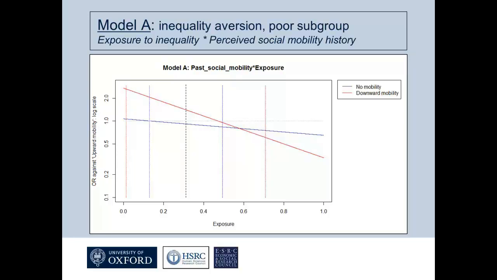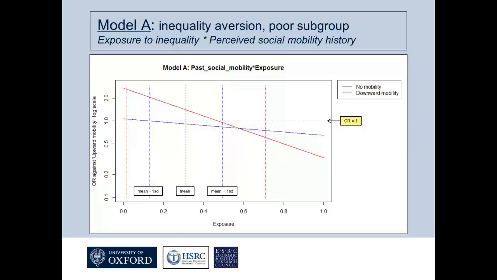There are a series of reference lines shown on the main chart area. Firstly, the grey dotted horizontal reference line denotes an odds ratio of 1. The black dashed vertical drop line represents the mean exposure score for the poor population, poor subgroup.